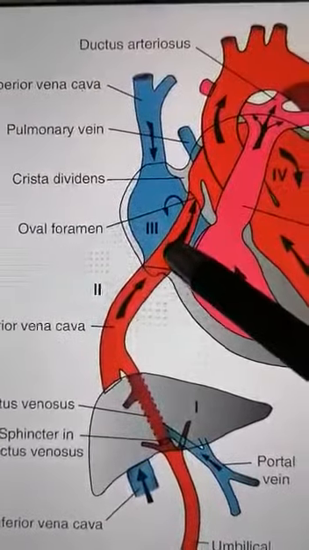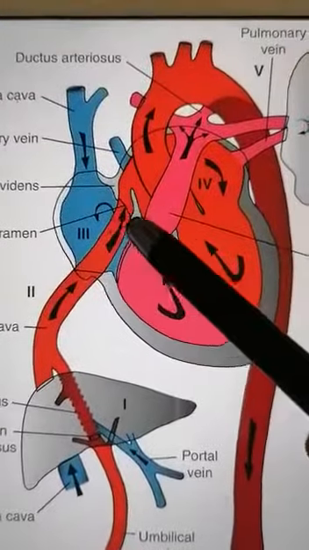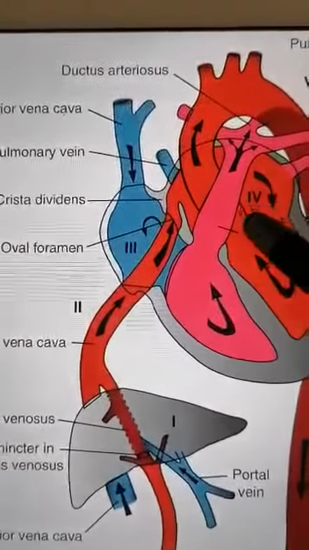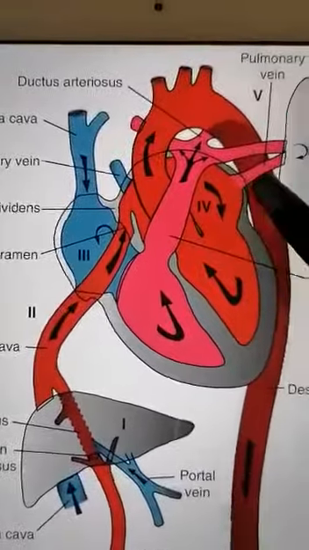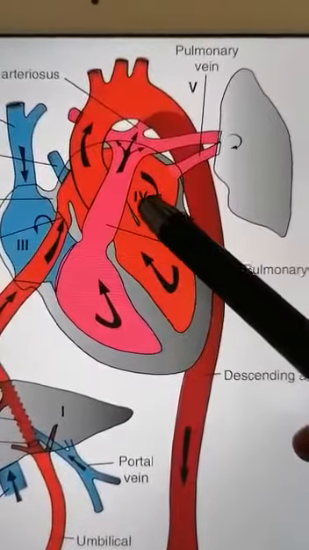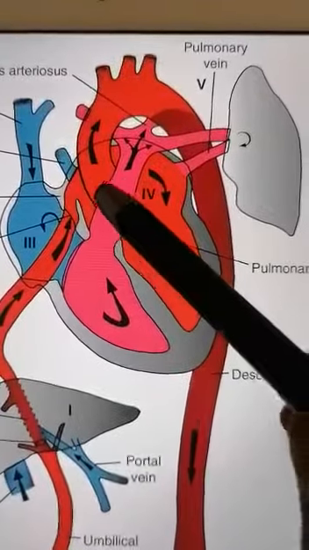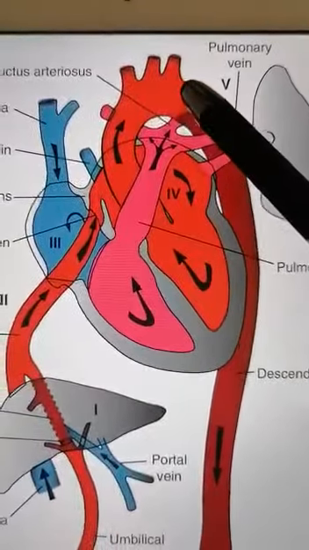From the right atrium, the blood enters the left atrium directly via the foramen ovale. In the left atrium, it also receives some deoxygenated blood from the lungs. The blood then enters the left ventricle, and from the left ventricle, it enters the aorta.